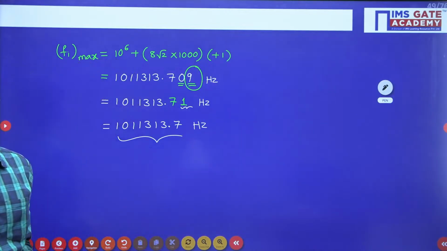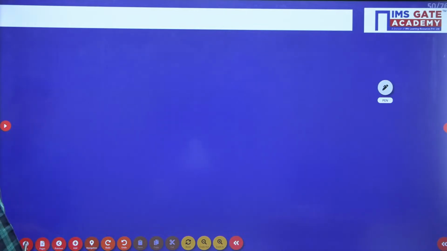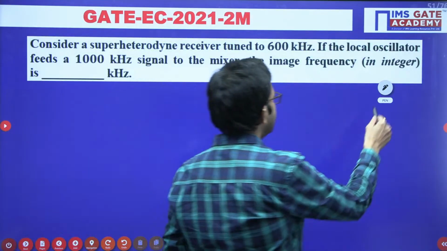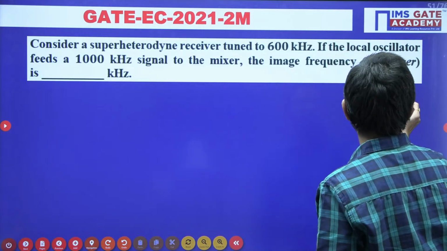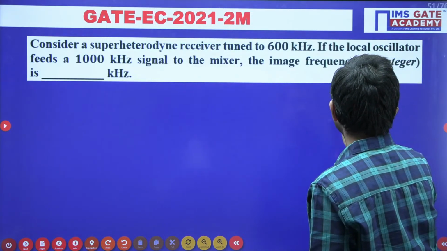Okay, so I hope it is clear for everyone. Next question. This is a simple and direct question related to the superheterodyne receiver. So all of you give a try.